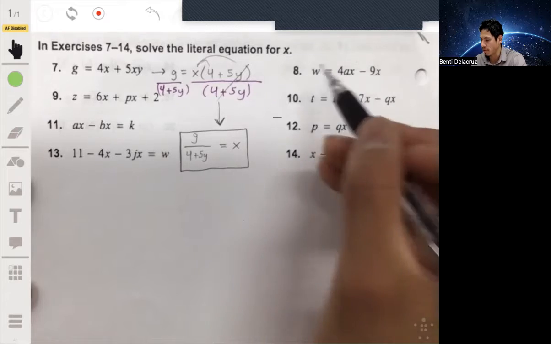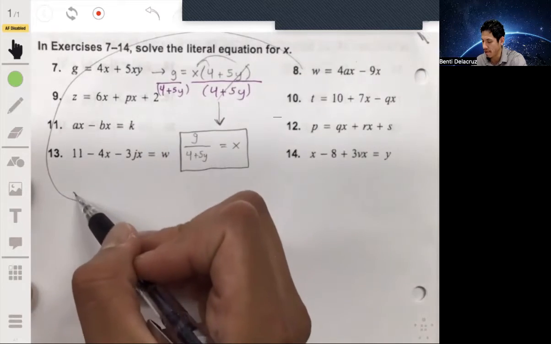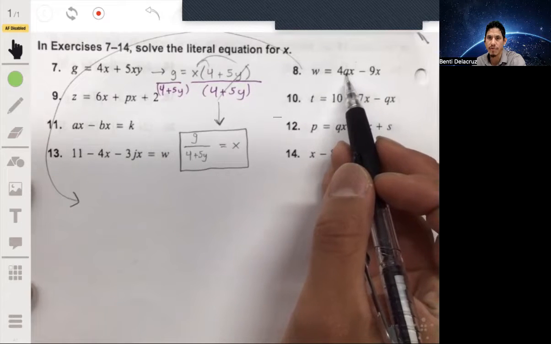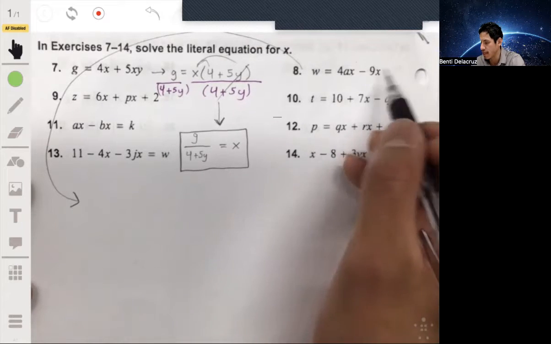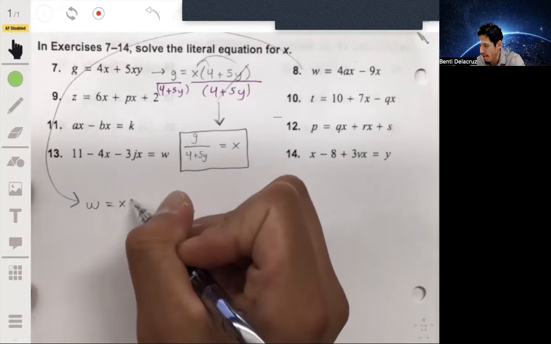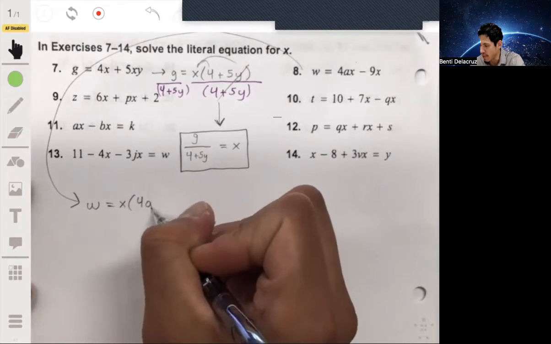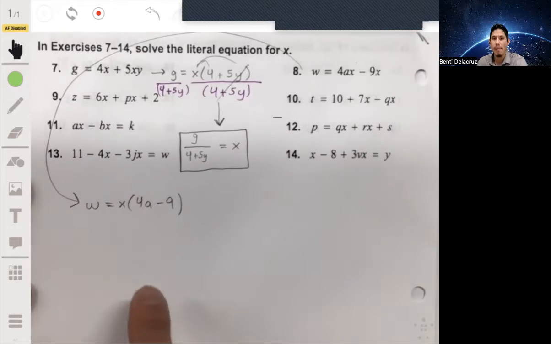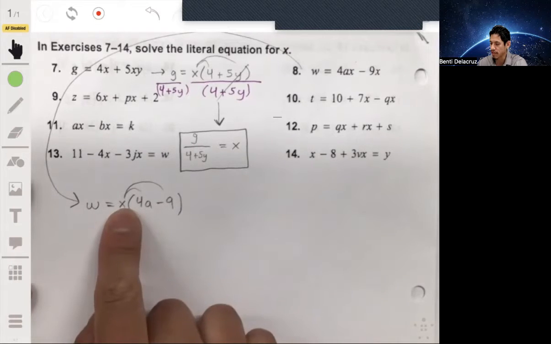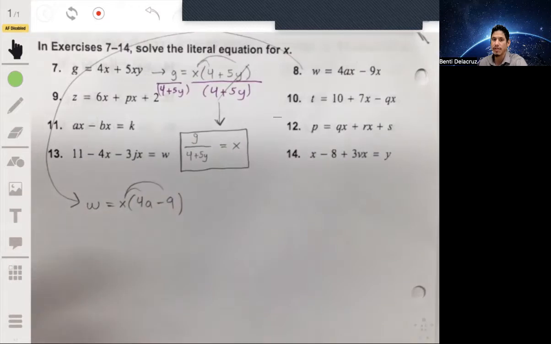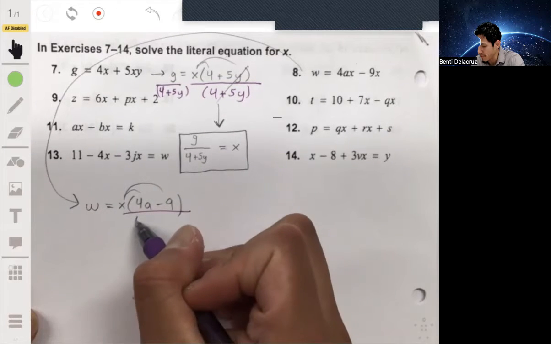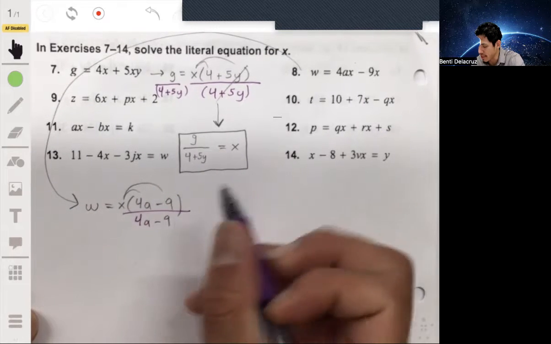Let's look at number 8, and I'm going to work 8 over here so I have more room. Again, we're solving for x, so we're going to factor out an x from 4ax and 9x. So we'll have w equals x times the quantity of 4a minus 9. Again, think of it as like backwards or like reverse distribution, but you're factoring out an x. So now you just divide by this group in the parentheses. So we're going to divide both sides by 4a minus 9.